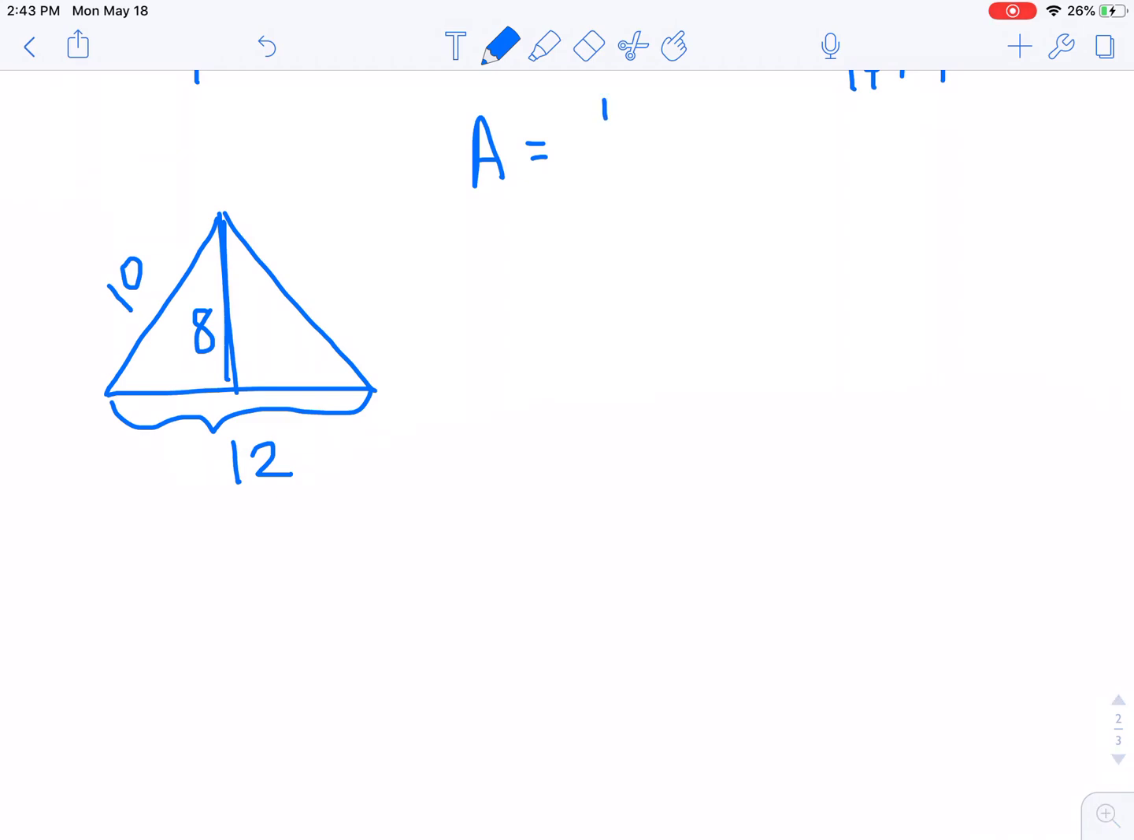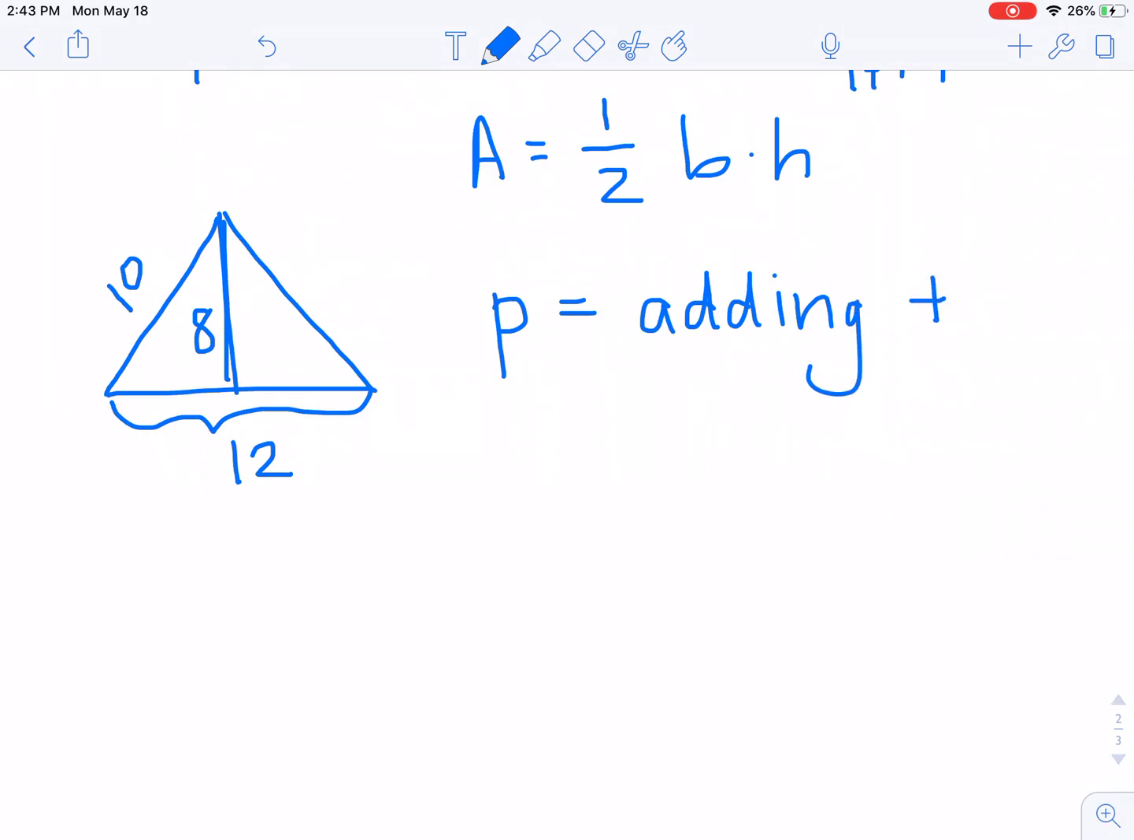It's 1/2 base times height. Okay. And perimeter, yes, is adding up the outside. Just by the way, that's a 10. Okay, so let's look at what the base is. The base is 12, right? So you could do 1/2 the base. If you wanted to do half the base right now, you could. And half the base would have been 6, okay?